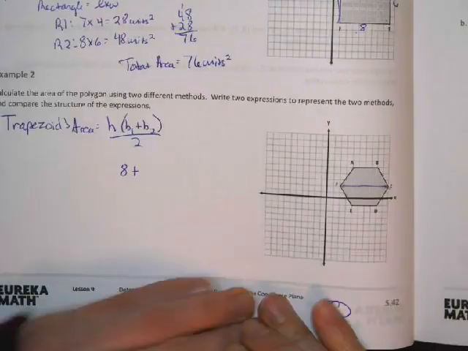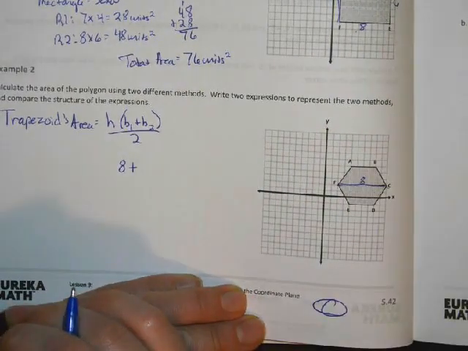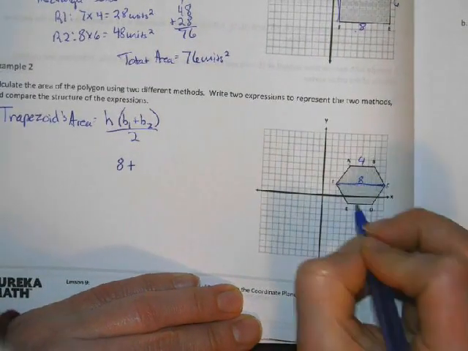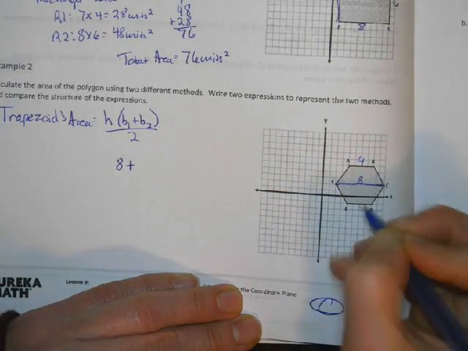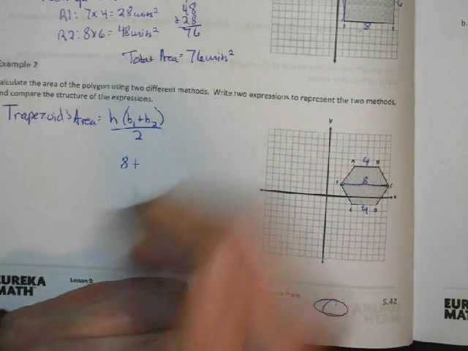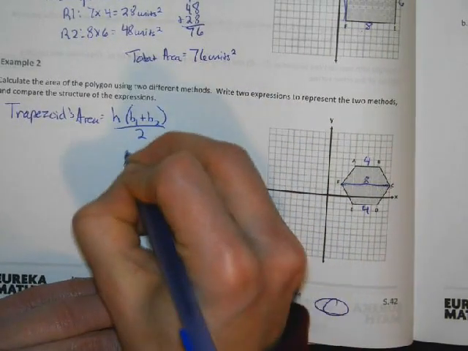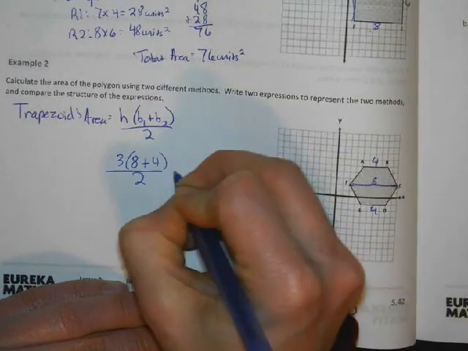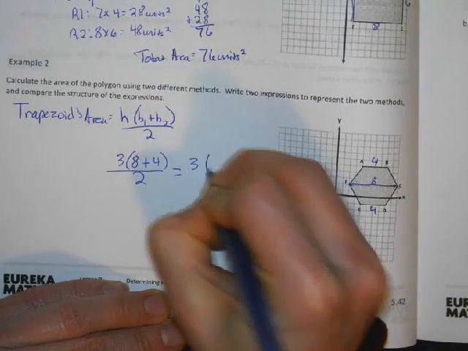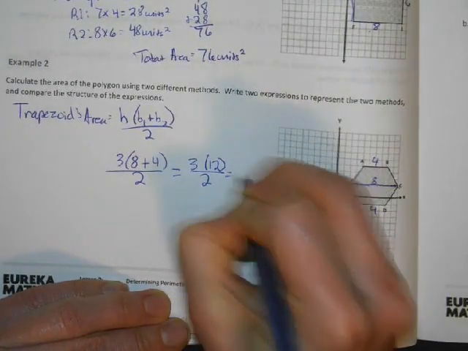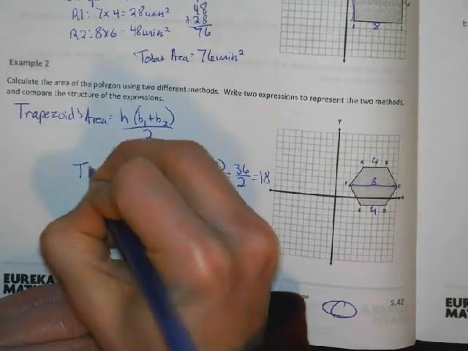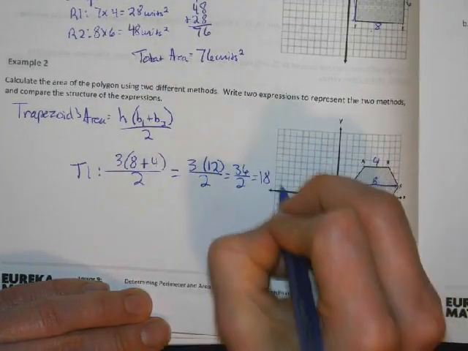For some reason, the pen will not mark on that shape. There we go. So this is 8. And then I'm looking at A to B. So that's 1, 2, 3, 4 on that side. And now on this side, that's 1, 2, 3, 4 as well. So it looks like both the trapezoids are actually the same shape. So that's 8 plus 4. And the height of this shape is 1, 2, 3. And then I'm going to divide by 2. So solving parentheses first, that's 3 times 12 divided by 2. And that is 36 divided by 2, which is 18. So trapezoid 1 has the area of 18 square units.